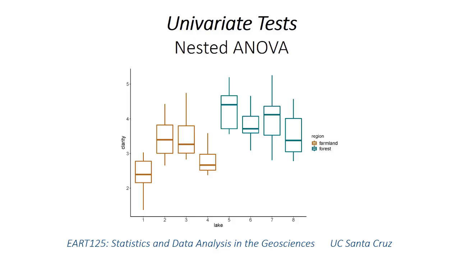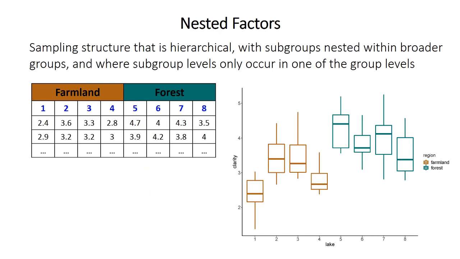This video builds upon the previous one, which covered Factorial ANOVA. So like that topic, nested ANOVA is a method for comparing a single variable between groups, but in this case, those groups have subgroups nested within them. So what are nested factors?